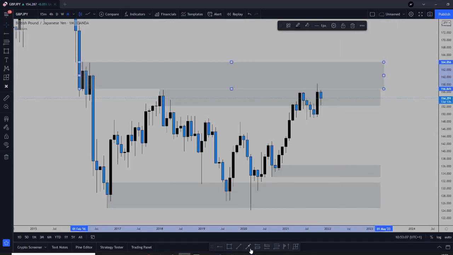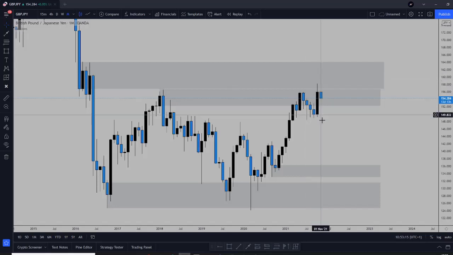So if we would get out of this monthly zone and we would close above it, then we'd still be in another monthly zone. So what are we going to do when we get in there? We're just going to sell. Same thing.